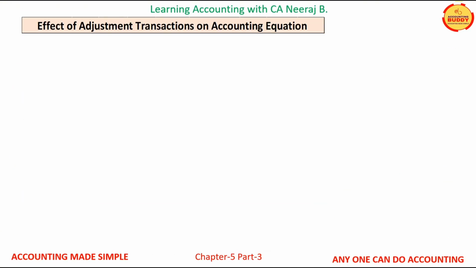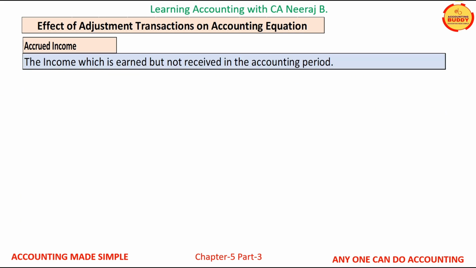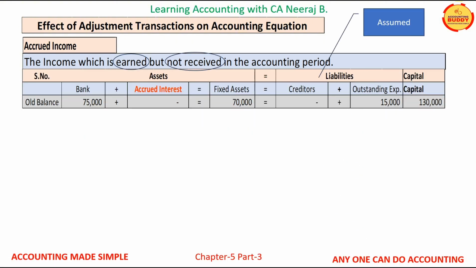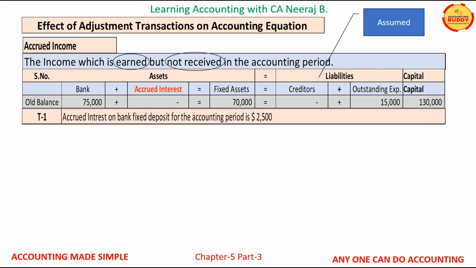Let us now learn how the accrued income will affect the accounting equation. A quick recap. The income which is earned but not received in the accounting period is called the accrued income. Say the old accounting equation balance assumed is displayed on your screens. The T1 transaction of accrued interest on bank fixed deposit for the current accounting period is $2,500. Let us now understand the accounting treatment of this transaction.